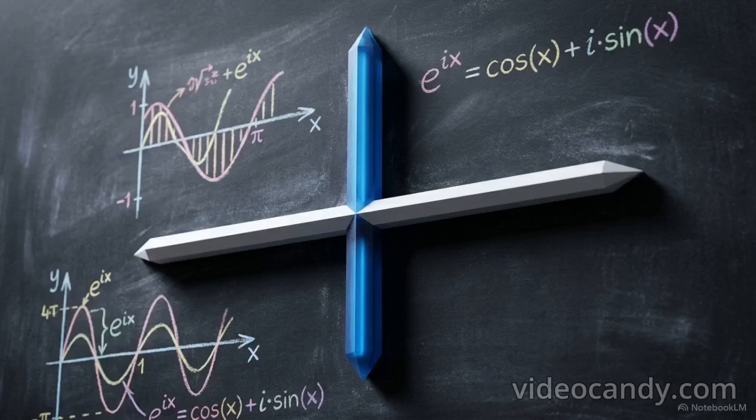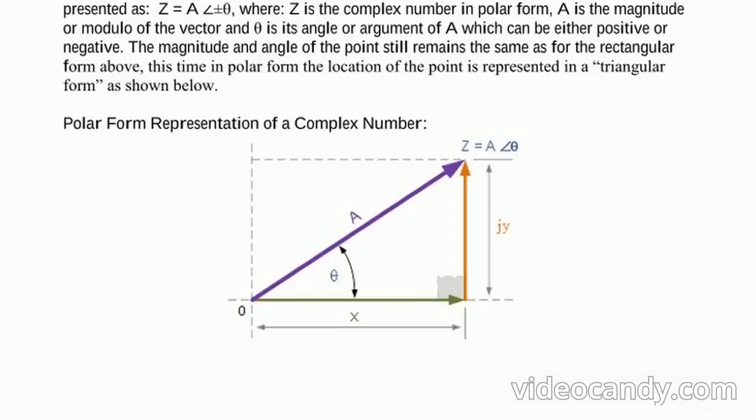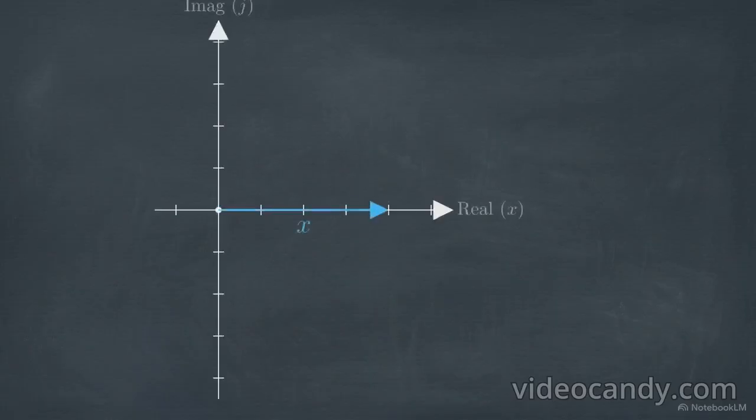This top graph plots a complex number in Cartesian or rectangular form. Written as z equals x plus jy, it defines a precise point on a two-dimensional grid. Here, the horizontal x-axis represents the real, active component of the circuit. The vertical y-axis, multiplied by our rotational j operator, represents the imaginary or reactive component.